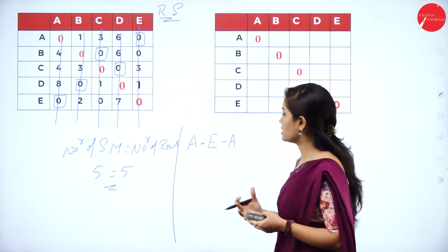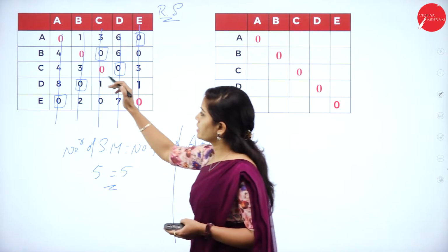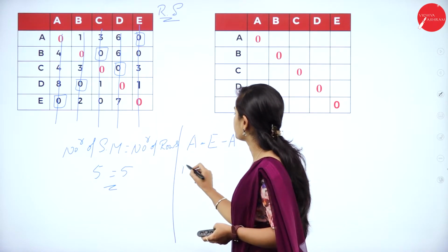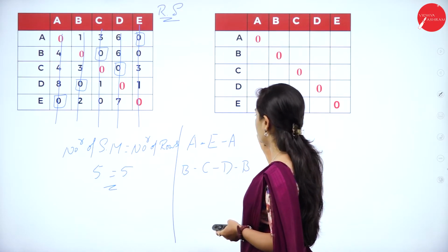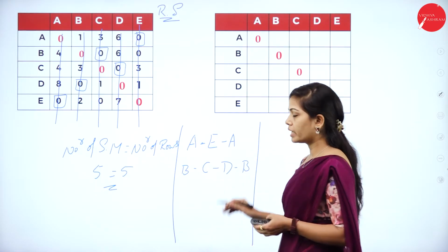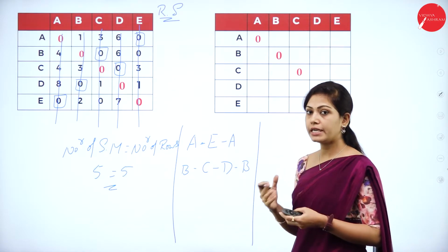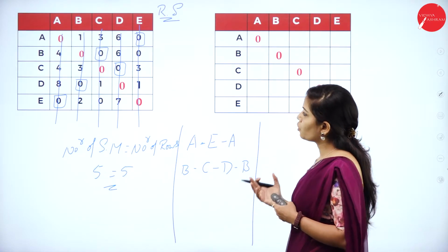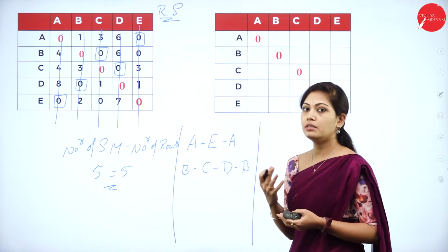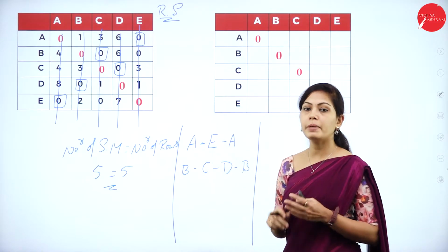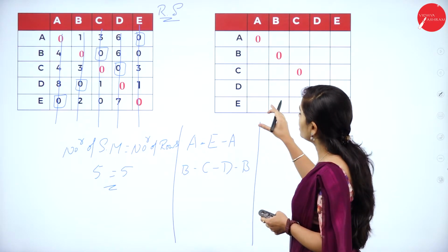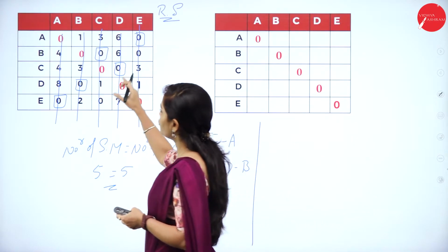So what is the next step? He has also traveled from B to C, C to D and D to B. So the condition is not satisfied. If the condition is not satisfied, what is the next step for finding the new assignment? Here we have to modify the assignment by the inspection method. Here I have assigned 5 zeros.